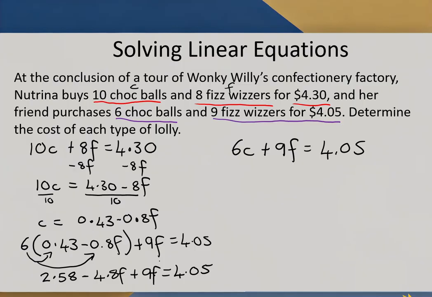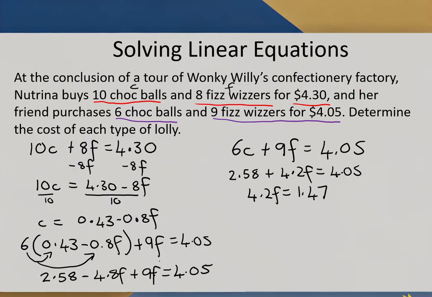So straight away, I'm just going to look at my F's. I've got negative 4.8 plus 9. That gives me 4.2F. So 2.58 plus 4.2F is equal to 4.05. I'm going to get my constants to my right-hand side, so I'll take away 2.58. So 4.05 take away 2.58 gives me 1.47. So 4.2F is equal to 1.47.